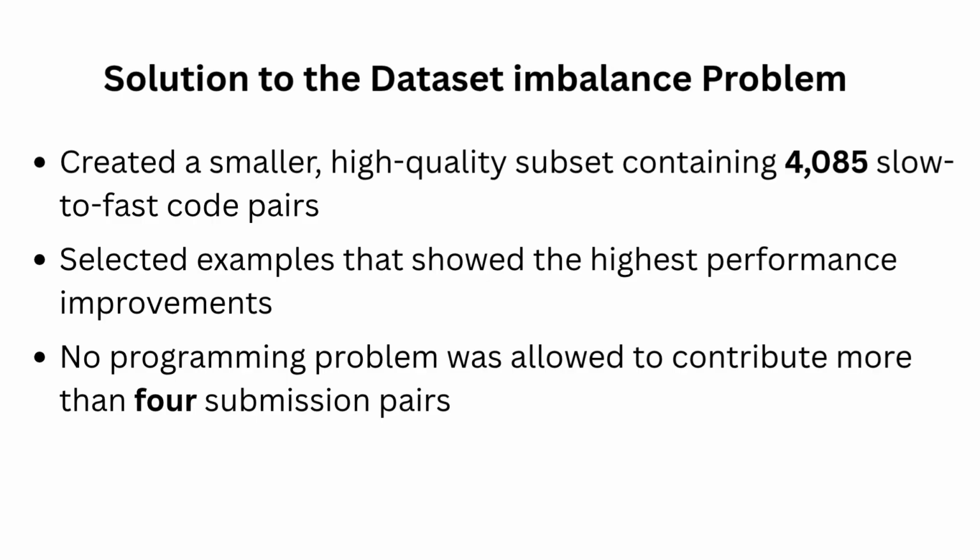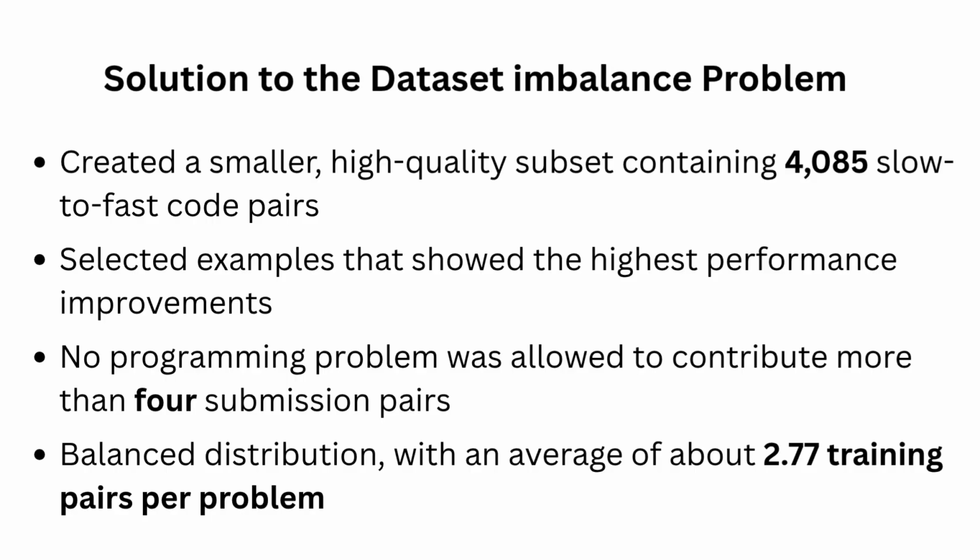No programming problem was allowed to contribute more than 4 submission pairs. This helped reduce overrepresentation from problems that had a huge number of submissions in the dataset. As a result, the final subset had a much more balanced distribution, with an average of about 2.77 training pairs per problem. Note that, given the high costs of training models through the OpenAI API, the authors used this dataset as a base for fine-tuning experiments with GPT 3.5.